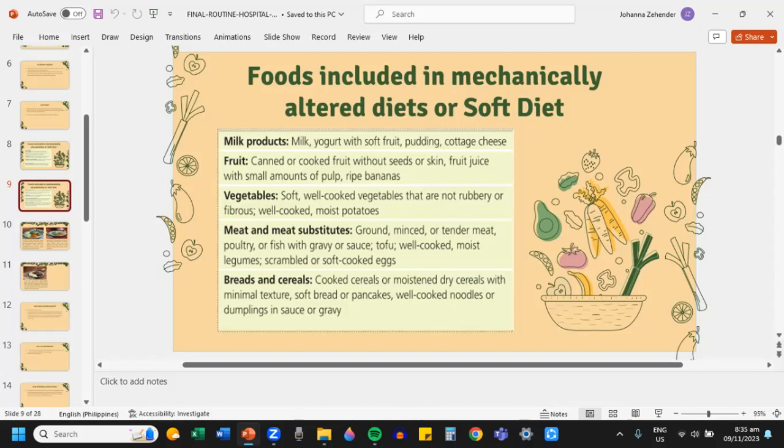For meat and meat substitutes, you have ground, minced or tender meat, poultry or fish with gravy or sauce. We also have tofu, well-cooked moist legumes, scrambled or soft-cooked eggs. And for breads and cereals, we have cooked cereals or moistened dry cereals with minimal texture, soft bread or pancakes, well-cooked noodles or dumplings in sauce or gravy.